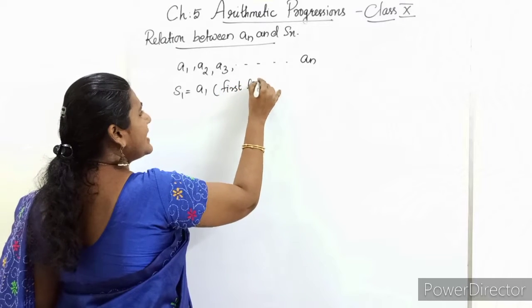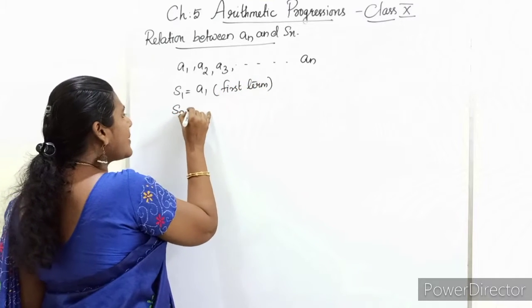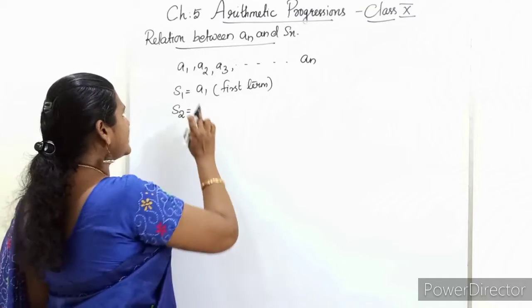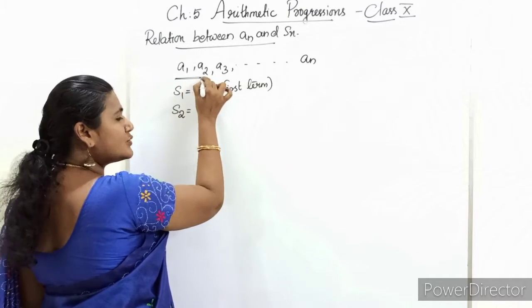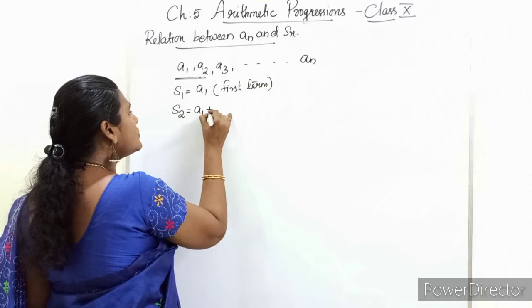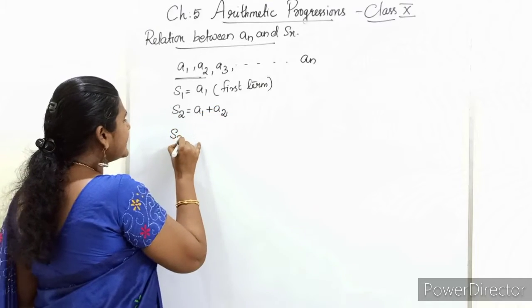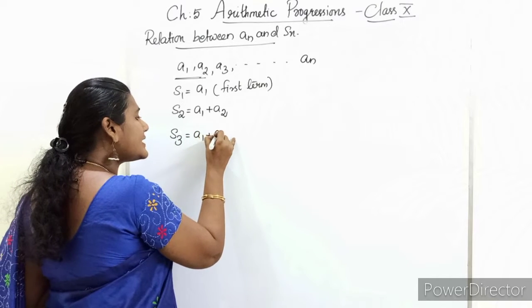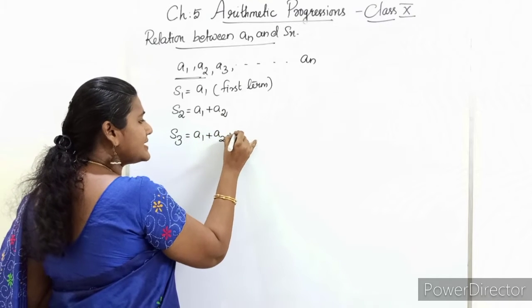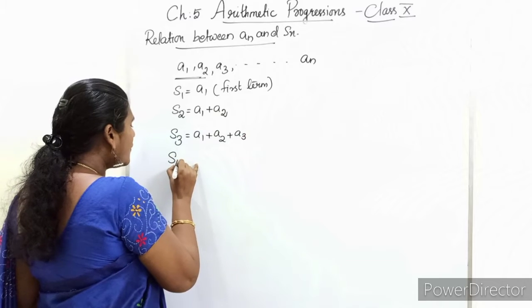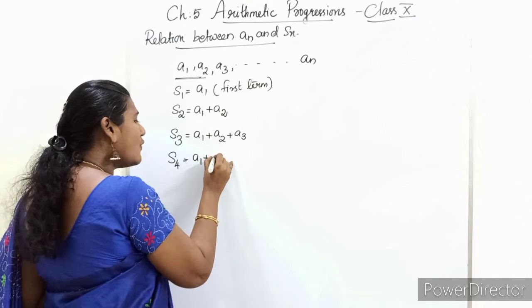Now what do you mean by S2? S2 is the sum of first two terms. These are the two terms. So we can write S2 as a1 plus a2. What is S3? S3 is sum of first three terms. So a1 plus a2 plus a3. What is S4? S4 is sum of first four terms.